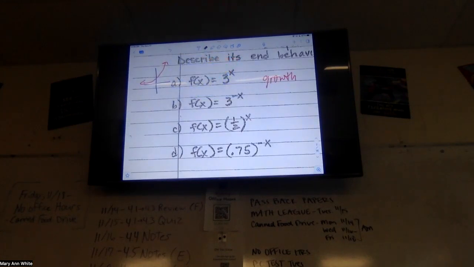Next one is 3 to the negative x. What did we say that negative x does to my graph? Good, flips it where? Over the y, good. So it flips it. So instead of starting low and ending high, it's gonna start high and end low. What would you think that is? Decay. So we read our graphs kind of from that left to right. So this is decay as we go across the page.